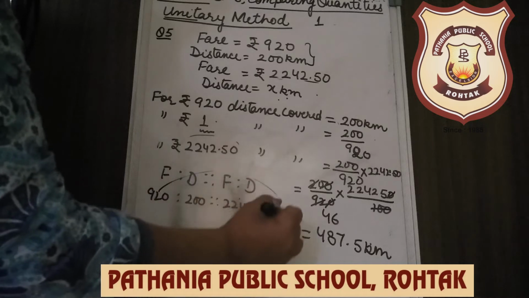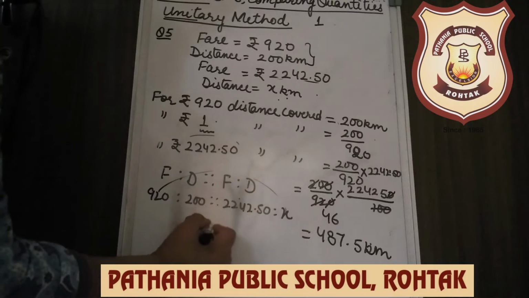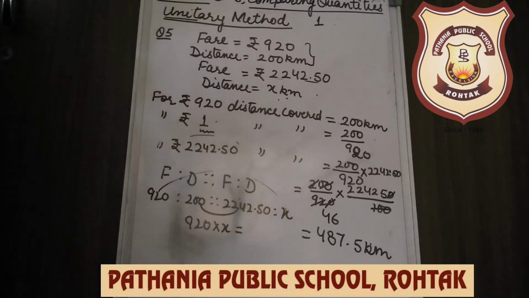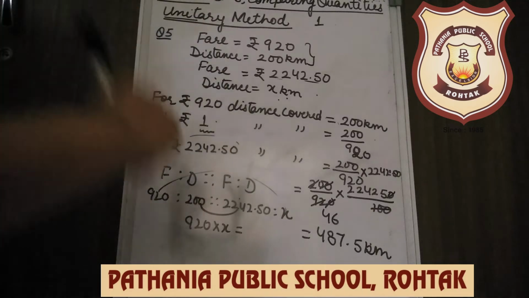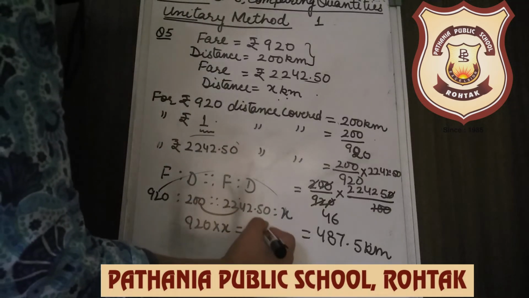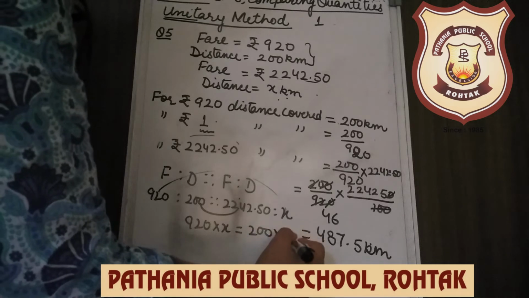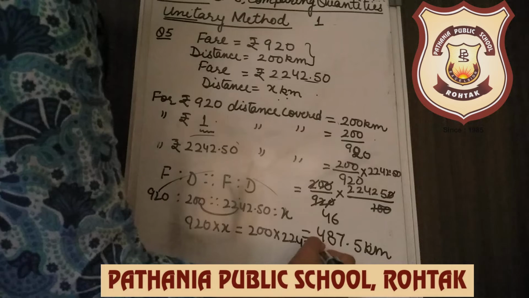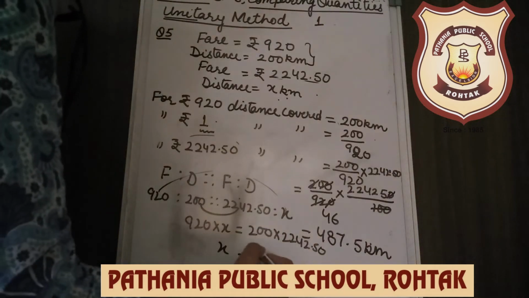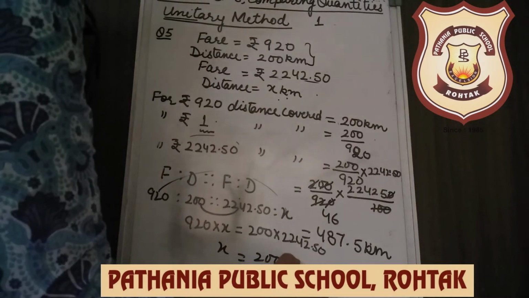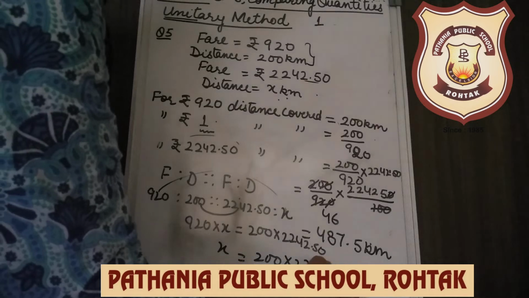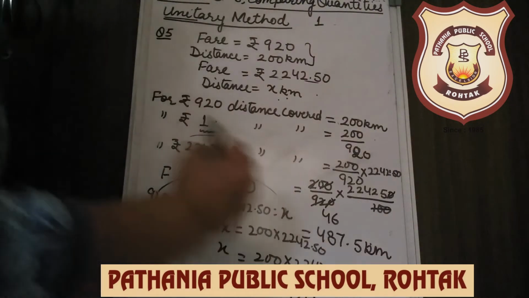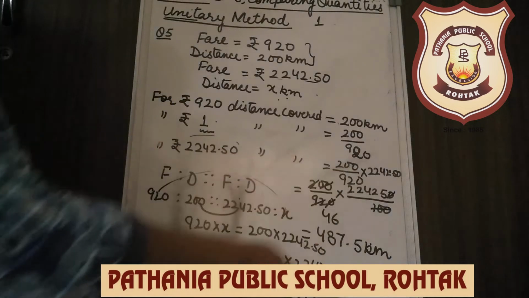Now product of extremes, that is 920 multiplied by x. Product of means is 200 into 2242.50, and x is equal to 200 into 2242.50 upon 920. Same thing has come.